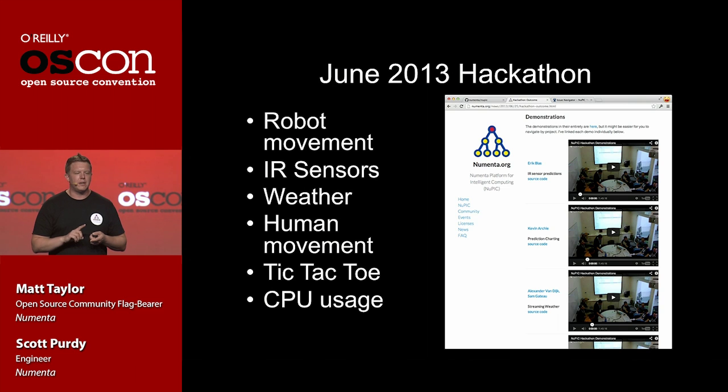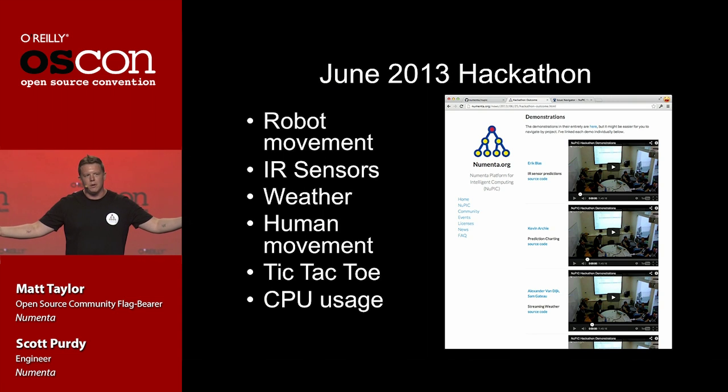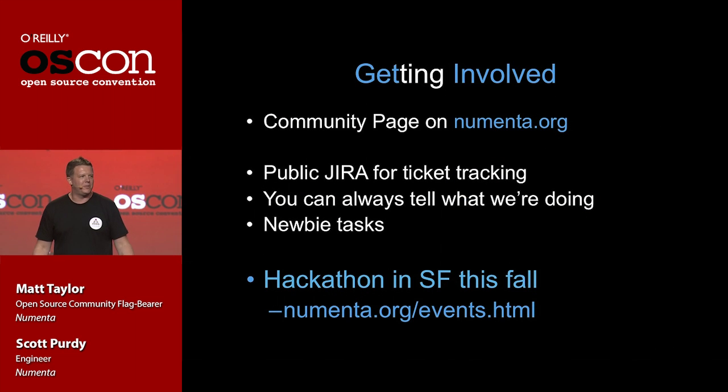So things like robot movement. We had somebody put the CLA to work with a robot. Someone was using IR sensors to predict human movement. Someone was predicting weather. Someone actually got gyroscope information from a mobile phone and did jumping jacks and squat thrusts, fed that through the CLA, and had it predict what movements he was doing. Interesting. And somebody else had it win a game of tic-tac-toe. I don't know how it works. And there's lots of things you can do with this.